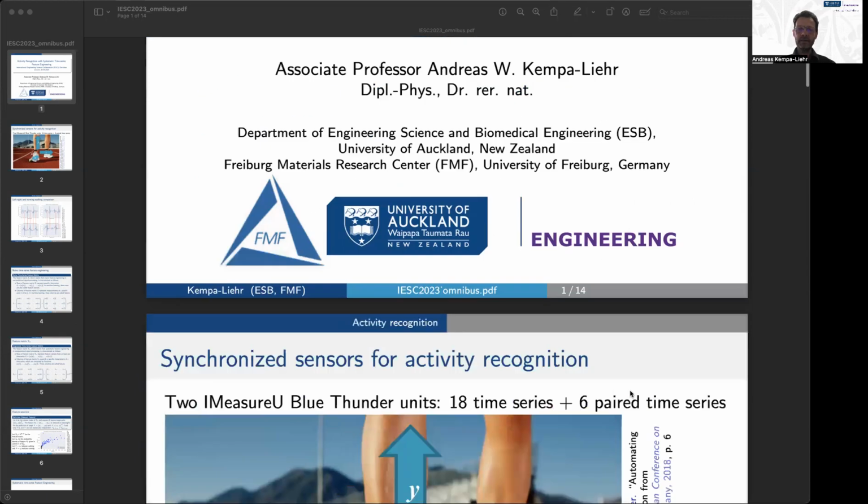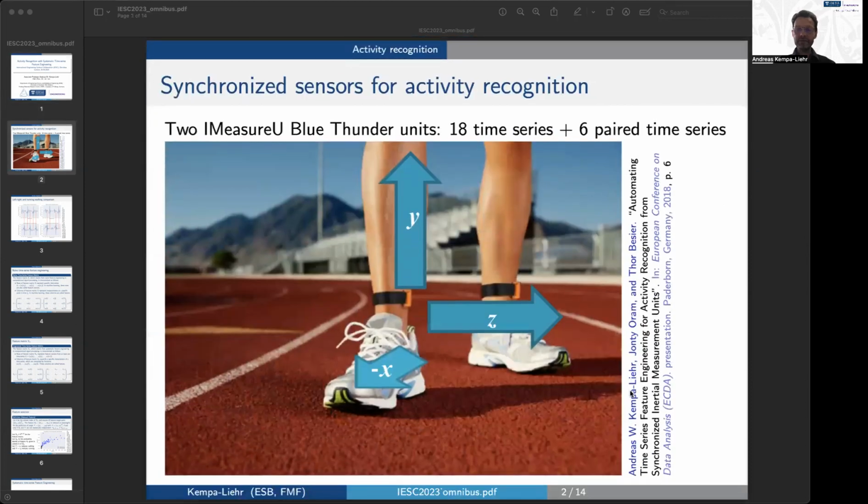So imagine the following situation. You want to write an algorithm which is able to distinguish different activities based on example data which you have measured using two inertial measurement units. Here in this example, we are using two IMU systems from the company iMeasureU. It's Blue Thunder sensor systems. These two are synchronized. One is mounted onto the right ankle, one onto the left ankle.